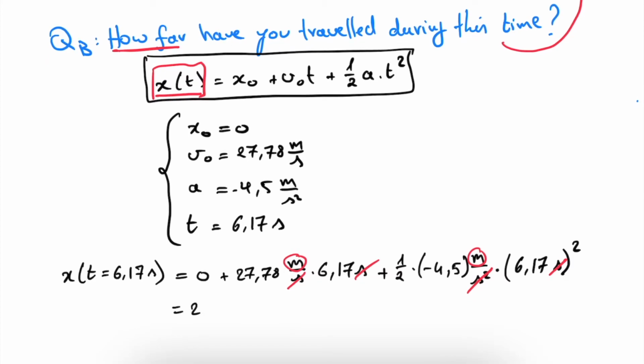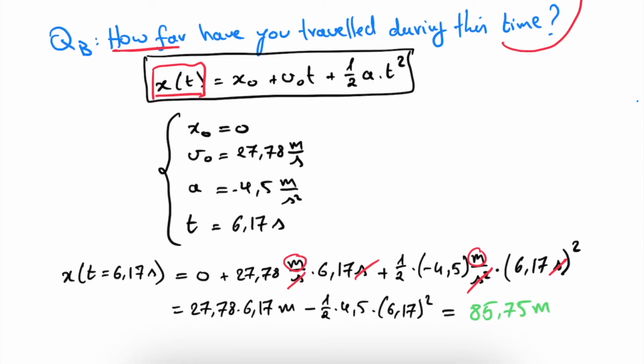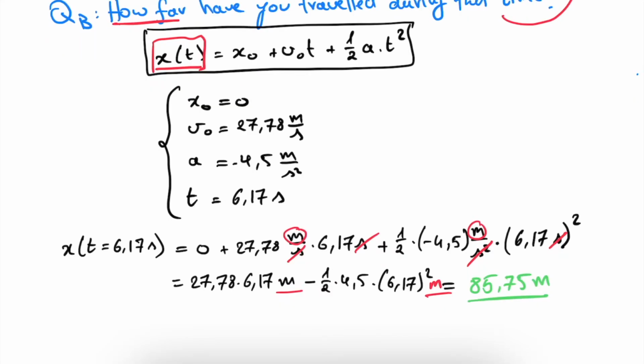This becomes 27.78 times 6.17 meters minus 1/2 times 4.5 times 6.17 squared. And this is, if you run it through a calculator, 85.75 meters. And I even forgot here to put the units, and it's important to have these, meter and meter. And this 85 meters is our result.